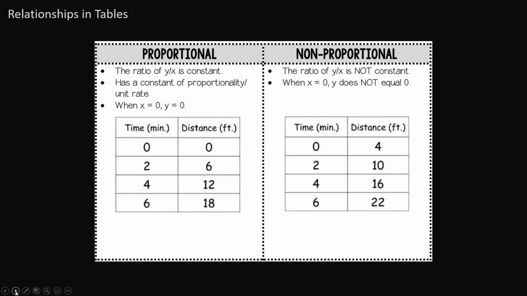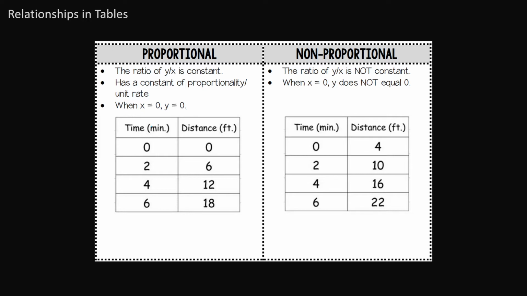So let's first compare side by side proportional and non-proportional relationships in tables. There are some things we need to know here. In a proportional table, the ratio of y over x, or the y variable divided by the x variable, should be constant or the same throughout the table. It has a constant of proportionality or unit rate, and when x equals 0, y equals 0.